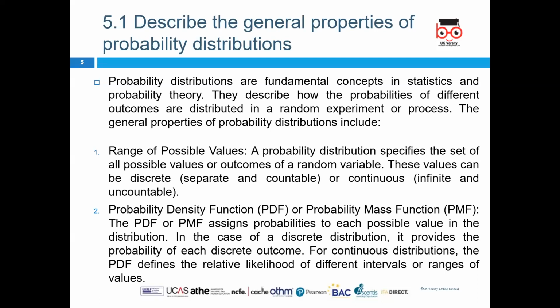In the case of a discrete distribution, it provides the probability of each discrete outcome. For continuous distributions, the PDF defines the relative likelihood of different intervals or ranges of values. So it is basically associated with the concept of the likelihood of different intervals. For example, what is the likelihood of the entire class scoring between 40 and 70? That is calculated using the probability density function or probability mass function.